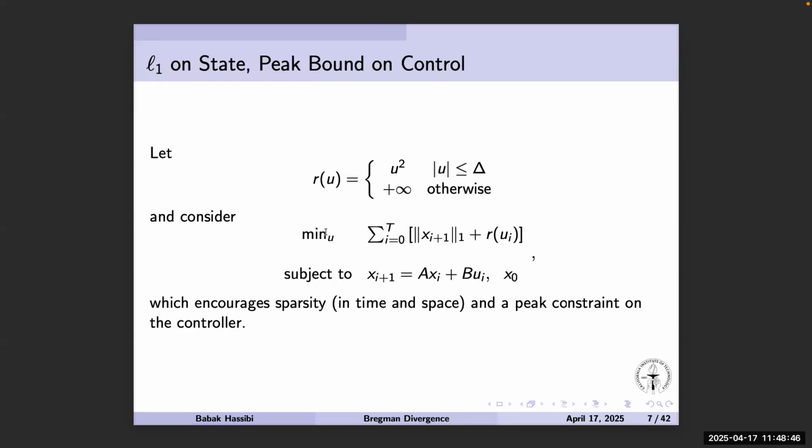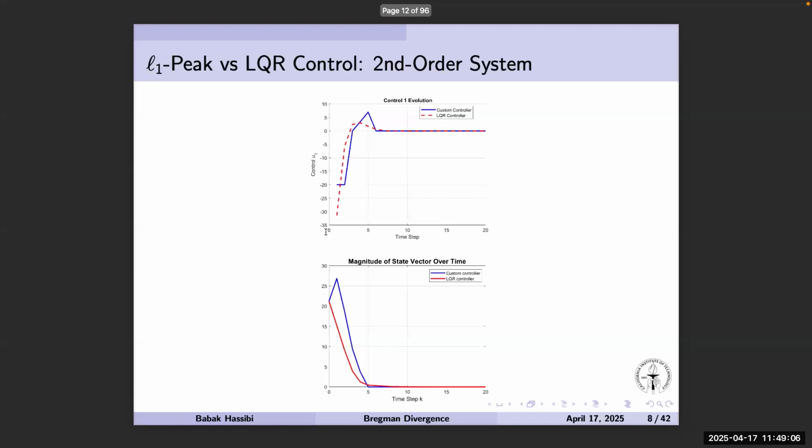And so here I just want to show another one. Let's now put a peak constraint on the control, to your point. So I'm saying you're not allowed to use a control bigger than delta. I'm keeping the L1. And again, this is just a simple convex optimization problem, which I can do. Here I've shown both the control and the state. The red is the LQR controller. It behaves this way. This had a peak value on U, which I guess we took to be 20 here.